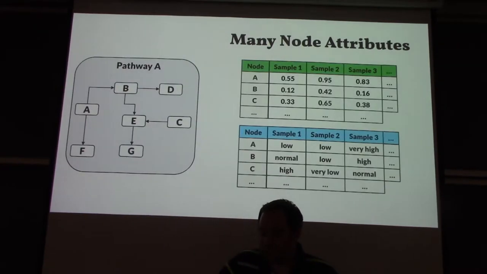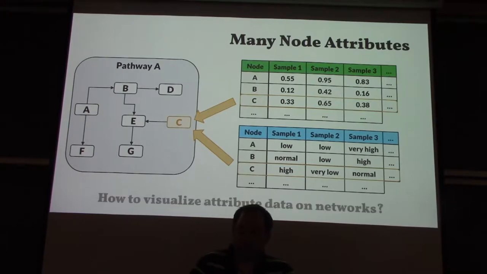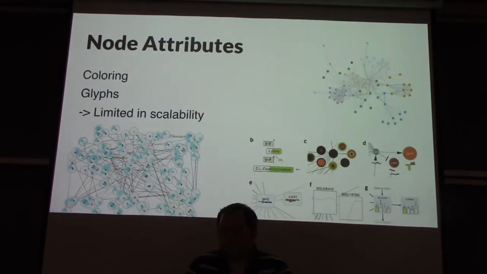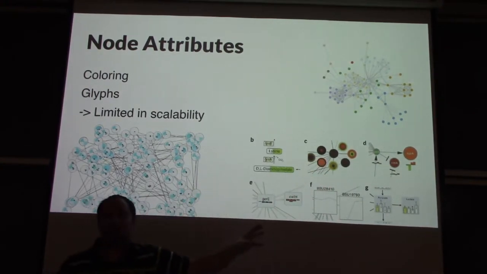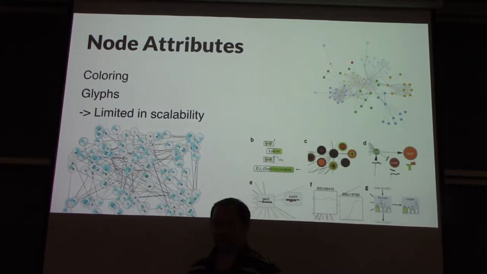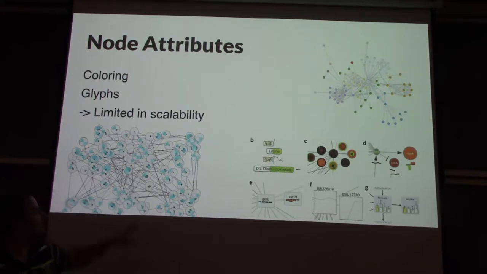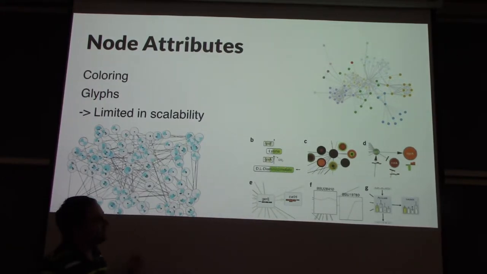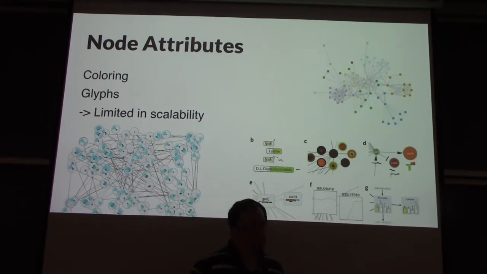And how could we have many of these different node attributes that all match to a single node, and how can we visualize this? If you only have one or two, you can do things like color coding. Color coding is sufficient for classes. If you have one set of categories of your nodes, then color coding is of course the choice that you should take. But if you have more complex data associated with the nodes, people have tried all kinds of things that you can see here with these glyphs, which are kind of limited in scalability.